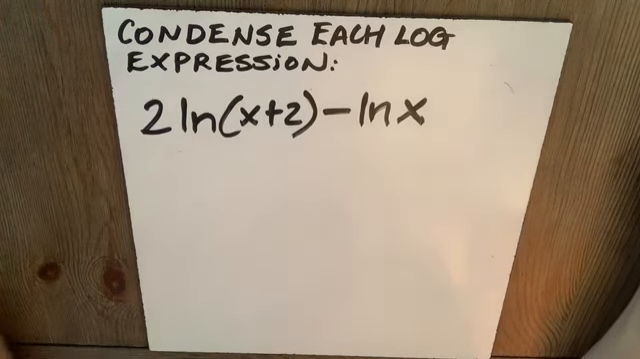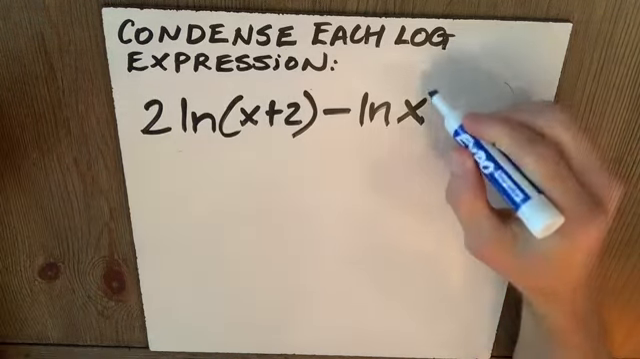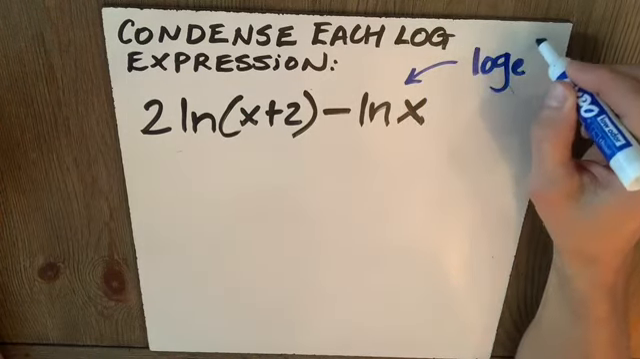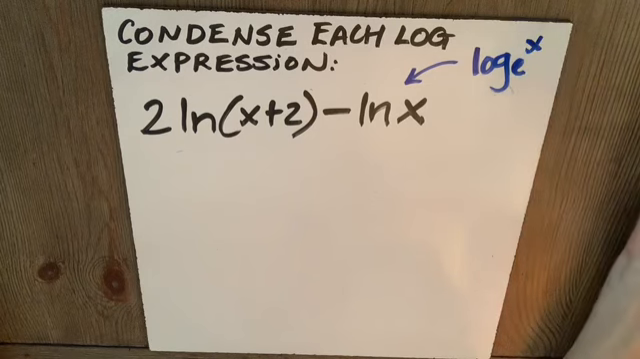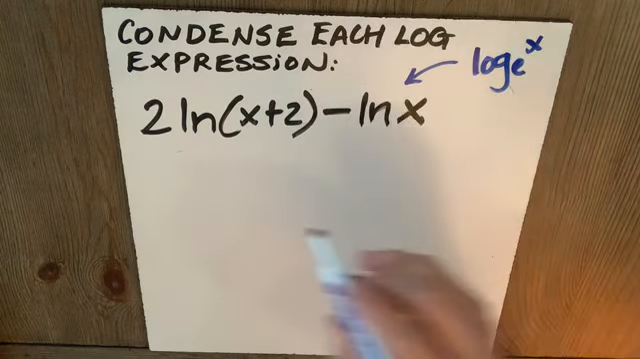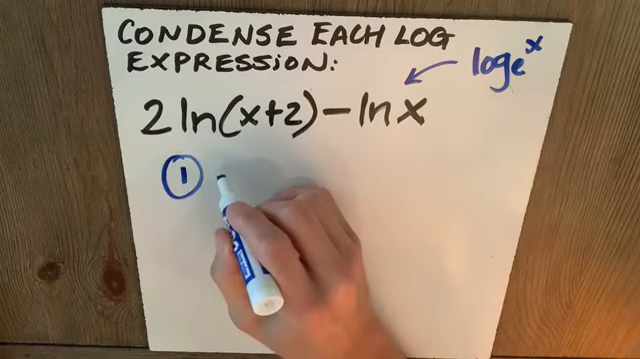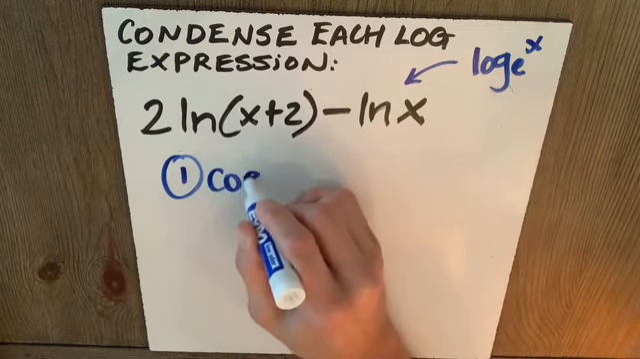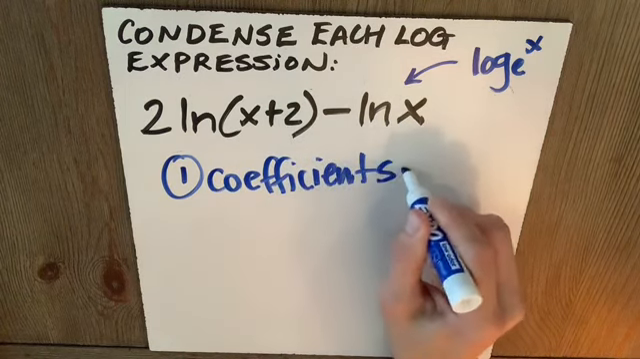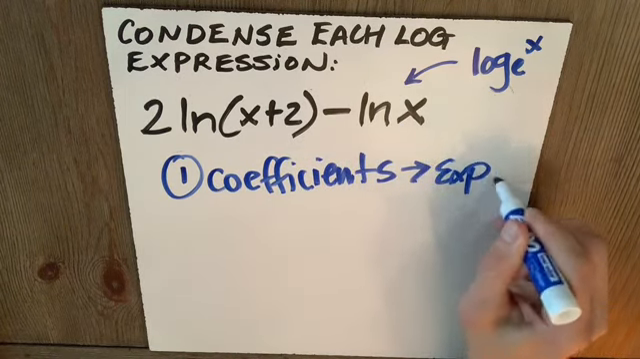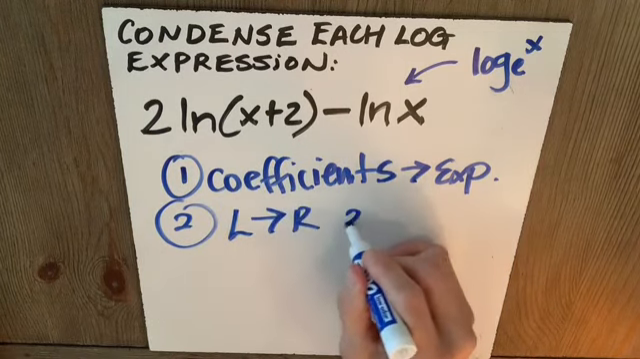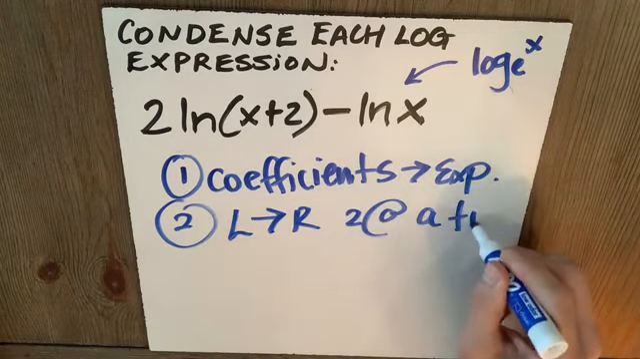want to write two logs as one log. Of course, when you see natural log, you have to understand that the base here is e. You think this, but you write that. Now, remember, the rules of engagement are going to be that your coefficients are going to become exponents. That's your first step, and we're going to work left to right, two at a time.